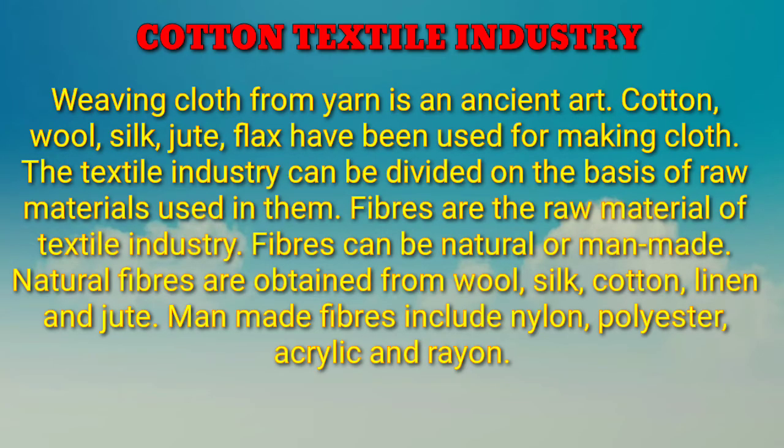Cotton textile industry. Weaving cloth from yarn is an ancient art. Cotton, wool, silk, jute, flax have been used for making cloth. The textile industry can be divided on the basis of raw materials used in them. Fibers are the raw material of textile industry. Fibers can be natural or man-made.